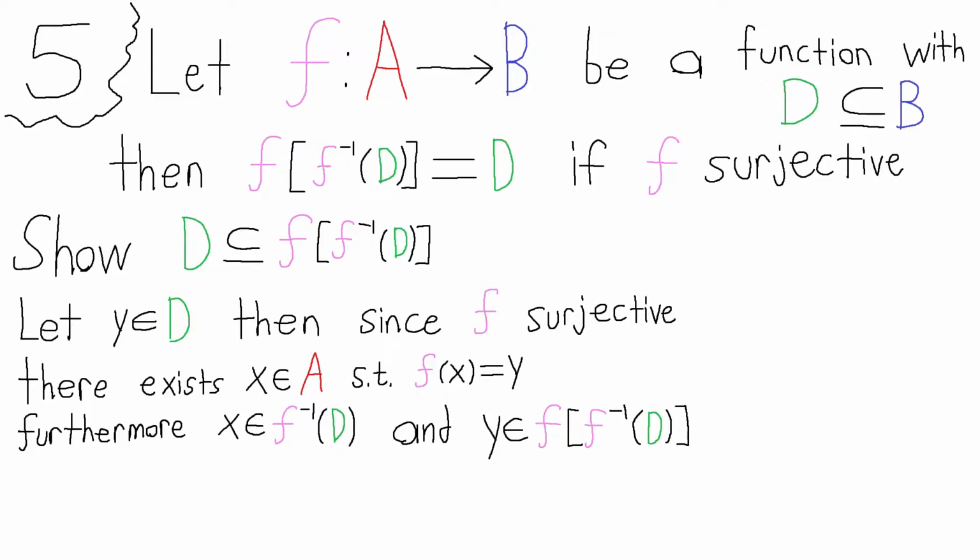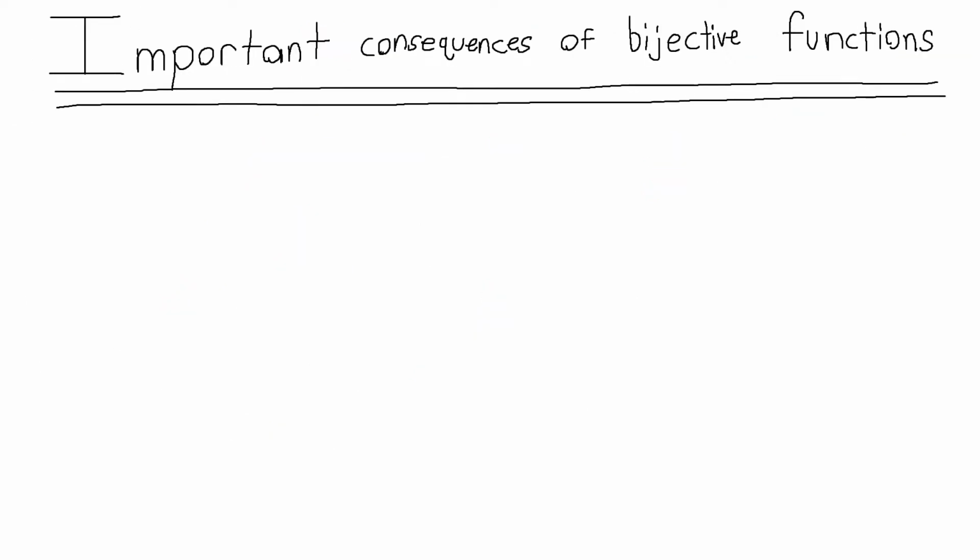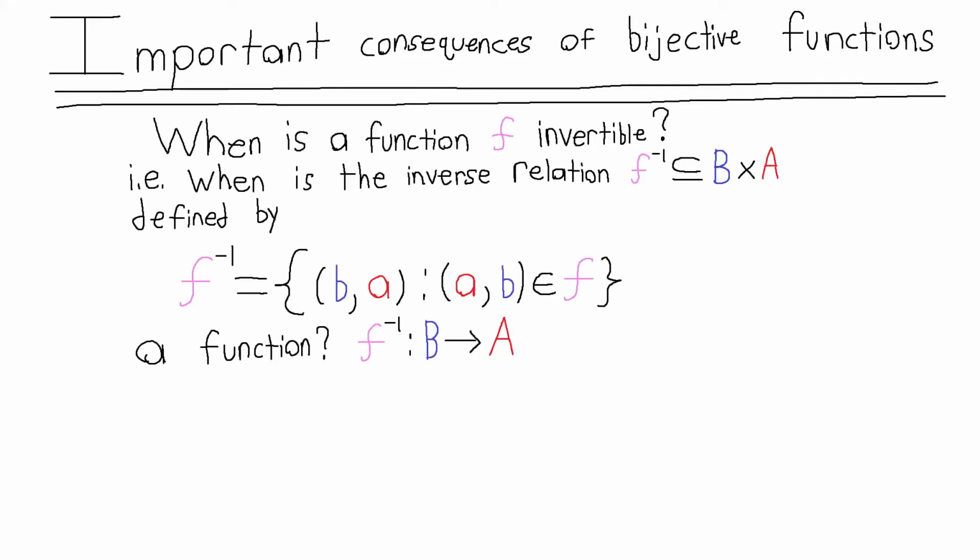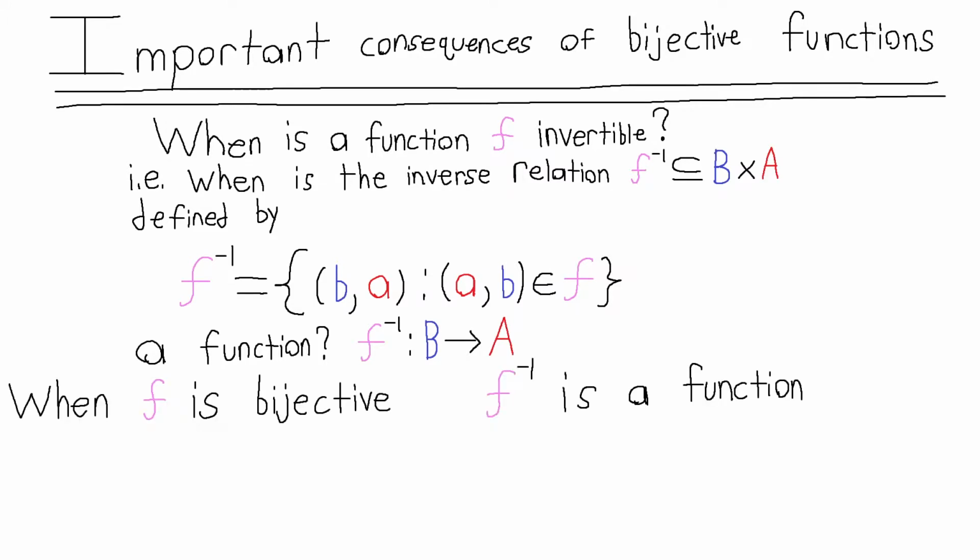Now we're going to talk about some important consequences of bijective functions. We first consider the question of how do you tell if a function f is invertible? Or to be more specific, we're talking about an inverse relation f inverse, which is a subset of B cross A, and is defined as being the set of ordered pairs (b, a), such that (a, b) is an ordered pair in f. And we want to know when f inverse is a function from B to A. The answer is that this happens when f is bijective.